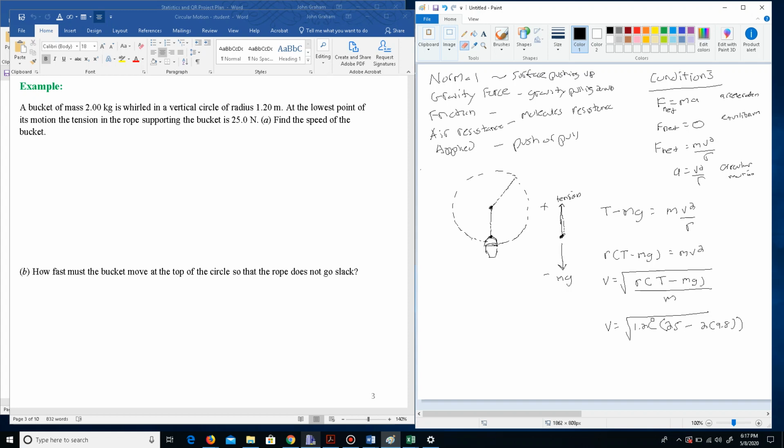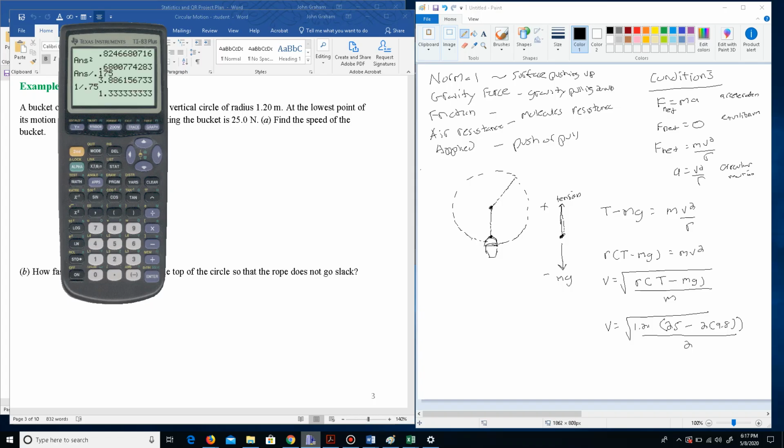And then all this over 2. So let's type this in. It's 25 minus 19.6. That's 2 times 9.8, times 1.2. Divide that by 2. I get 3.24, and then take the square root. And get 1.8. So your velocity here is going to be 1.8. That provides 25 newtons back towards this, and we'll get it to go around in a circle.